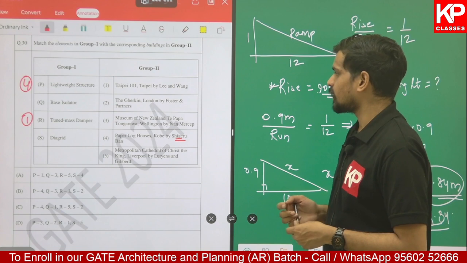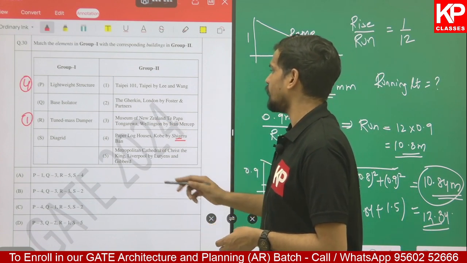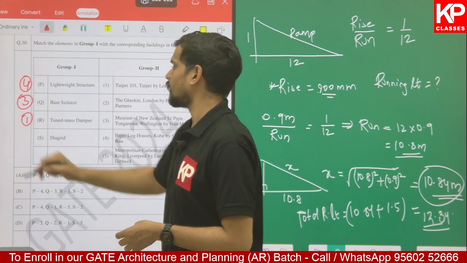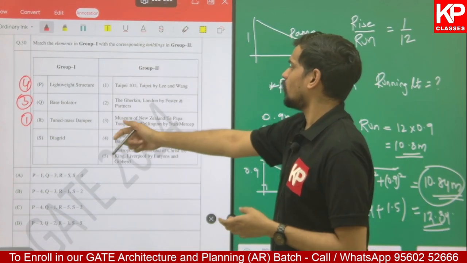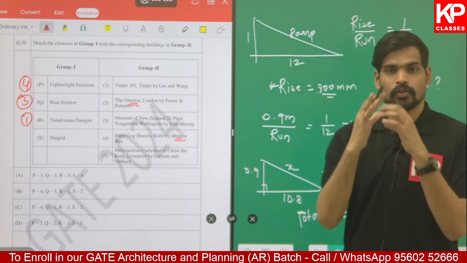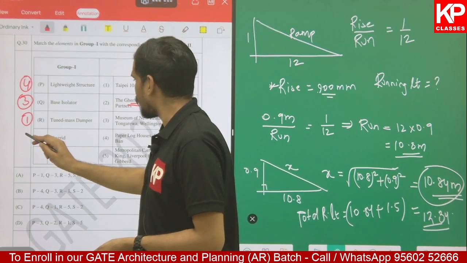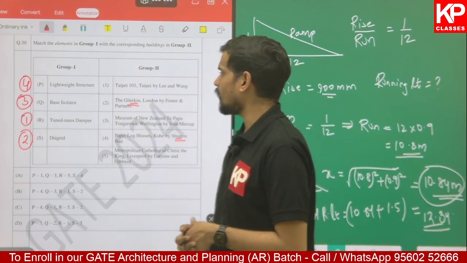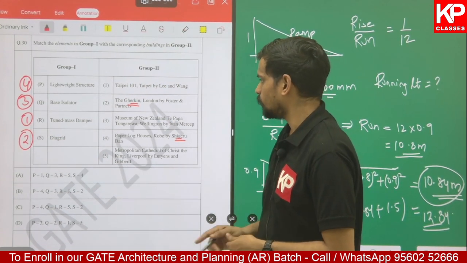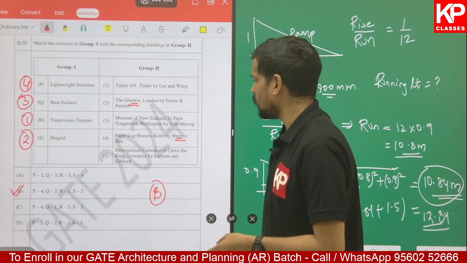Base isolator is something which you have in the Museum of New Zealand. So 3 will be the correct option. Diagrid, I'm sure you all know that the Gherkin in London by Norman Foster uses a diagrid structural system. So for S, it will be 2. So the correct answer should be 4, 3, 1, 2, which again is option B. So that will be the correct option.